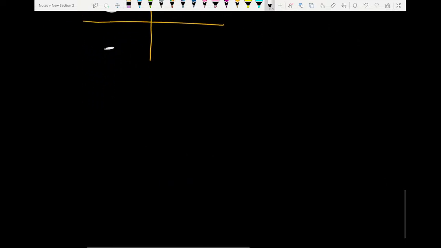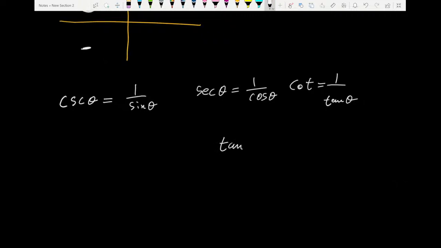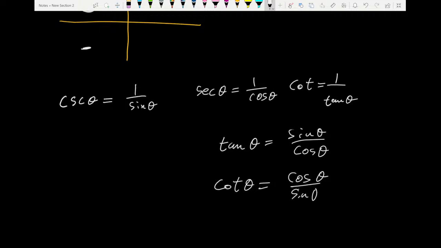Let me give you a little bit more. Remember I told you sine of theta is the reciprocal of cosecant. So let me give you some other properties. Cosecant of theta equals 1 over sine of theta. Secant of theta equals 1 over cosine of theta. And cotangent of theta is 1 over tangent of theta. We also know that since tangent of theta is sine over cosine, cotangent of theta would be cosine of theta over sine of theta.